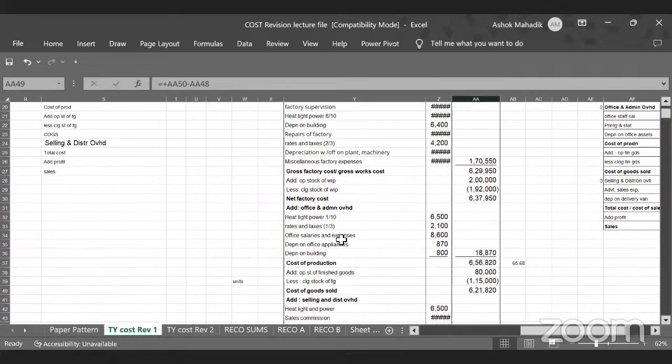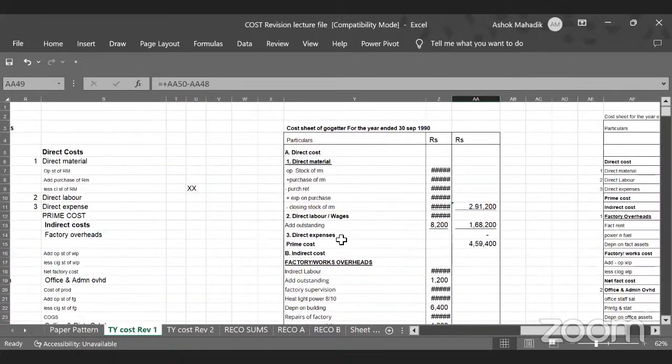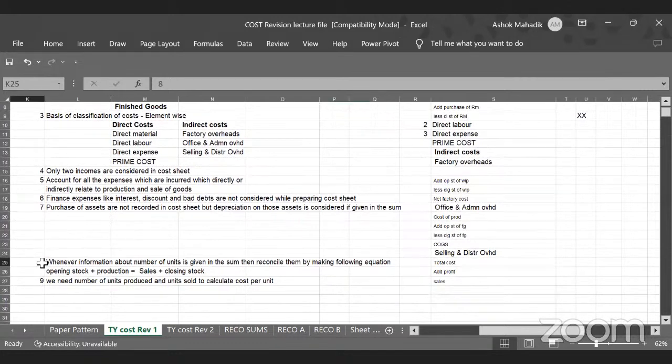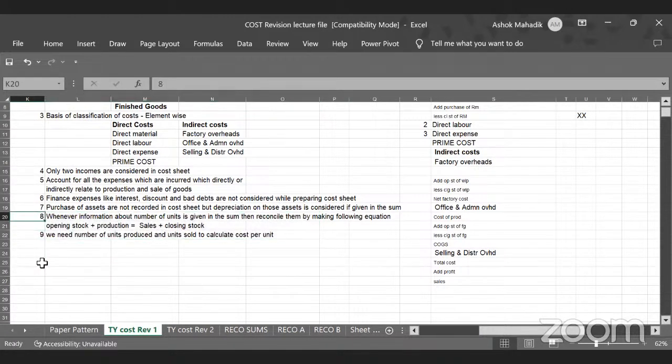Okay, friends? Now, two more points which I didn't discuss, but now I'll shift them above to show you. Point number 8 and 9. Point number 8 says, whenever information about number of units is given in the question, you have to make one small, very simple equation: opening stock plus production is equal to sales plus closing.